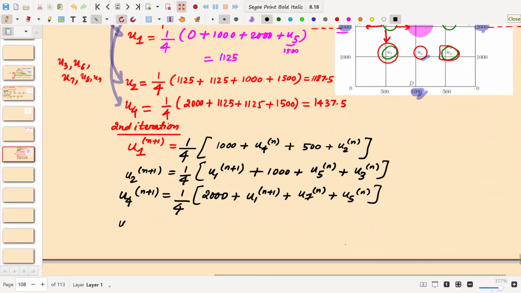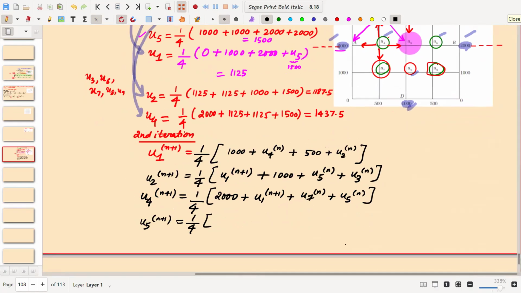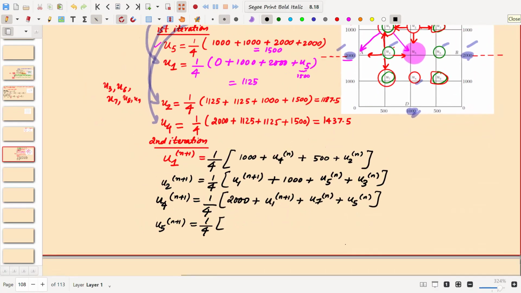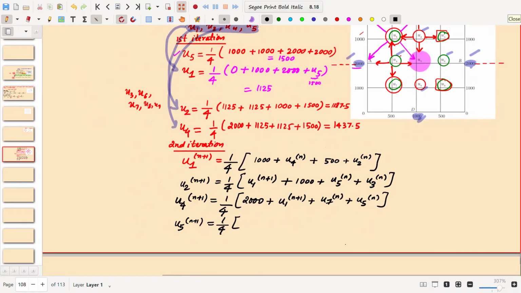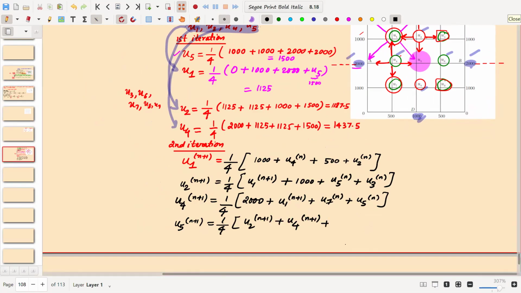What is U5? 1 by 4 times... U5 n plus 1 now depends on... Yes, now you can apply it; we know U2 n plus 1 and U4 n plus 1. So we can apply U2 of n plus 1 plus U4 of n plus 1. Any other case? U8 and U6.